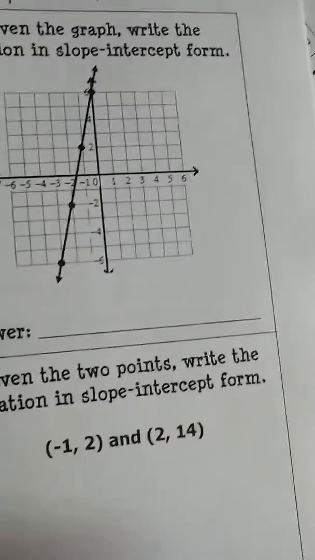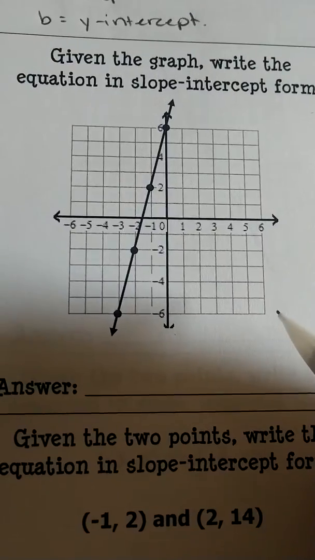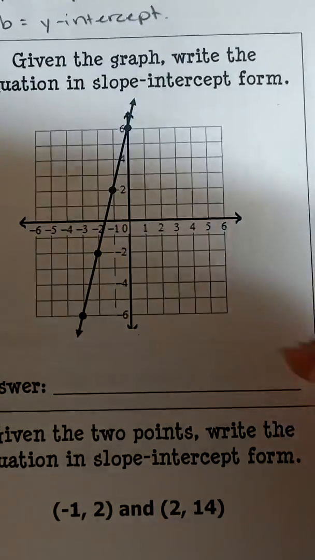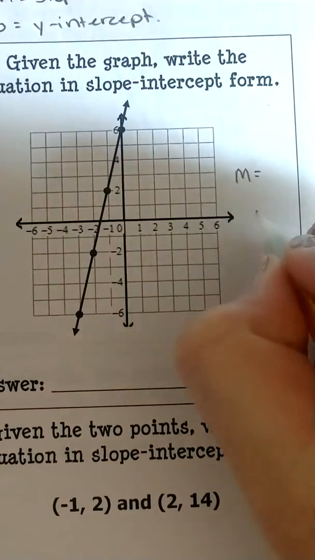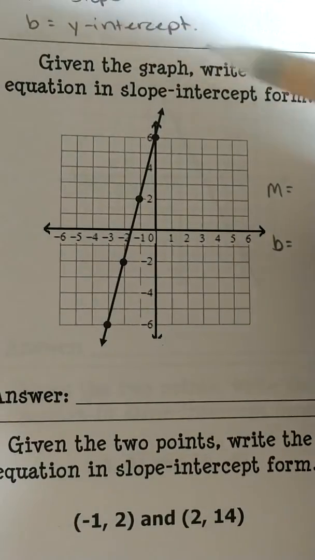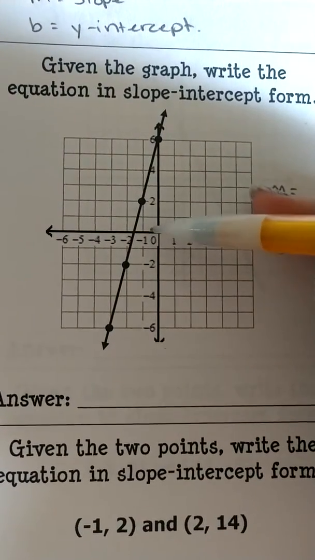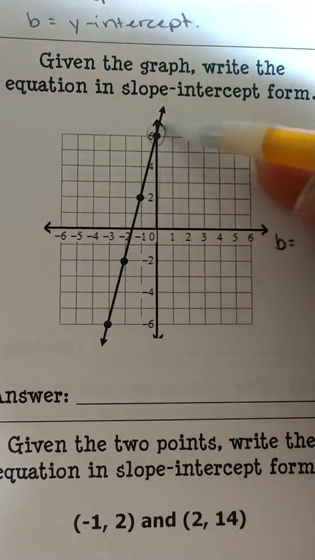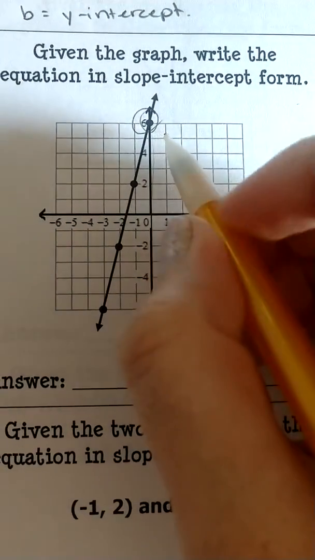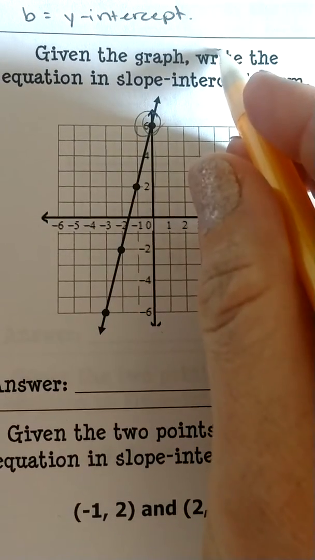The second one gives you a graph instead of any information. So you have to go through and find your m and your b on your own. M is rise over run, b is y-intercept. So go through, where does this graph hit the y-intercept? Go up to the y-axis, and it hits right here at 6. So our b value is 6.